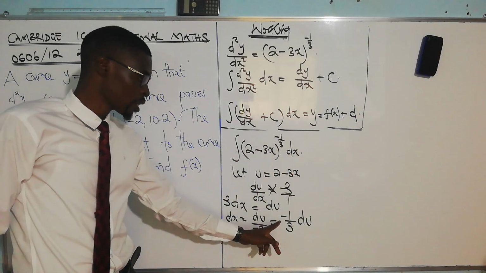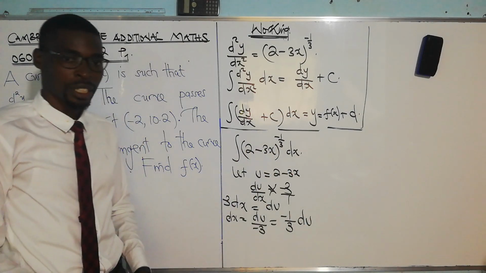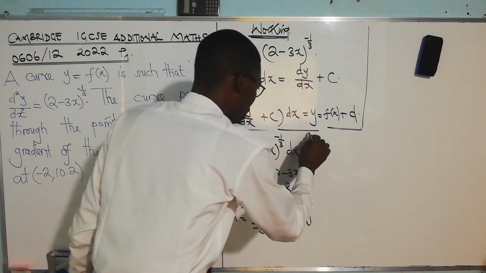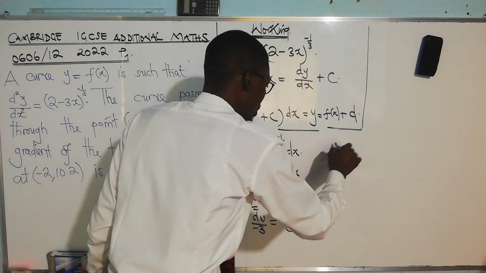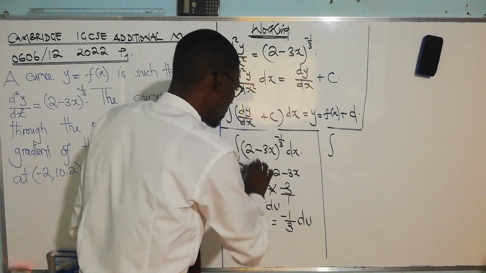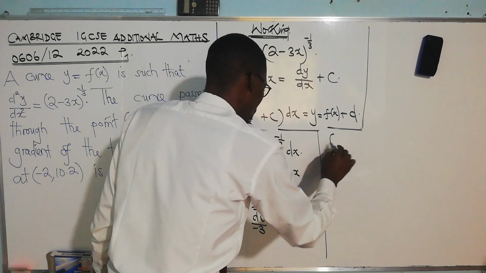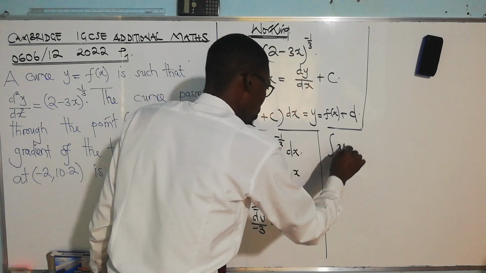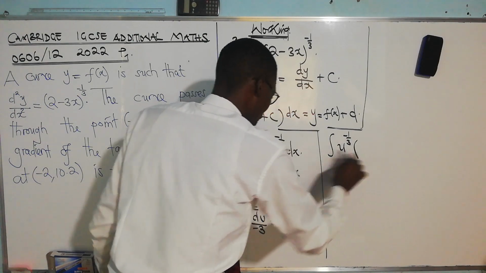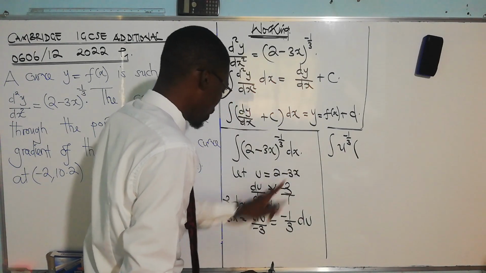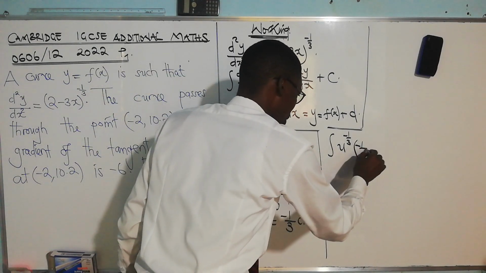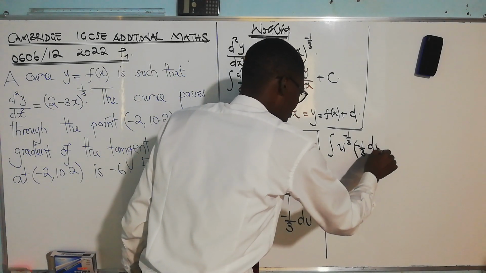Where there is dx, you put negative 1 over 3 du. Then you integrate with respect to u now. So this is going to be equal to the integral of where there is u here, where there is 2 minus 3x, of u to the power negative 1 over 3. Then, where there is dx here, we are putting negative 1 over 3 du. So this will be negative 1 over 3, then du.